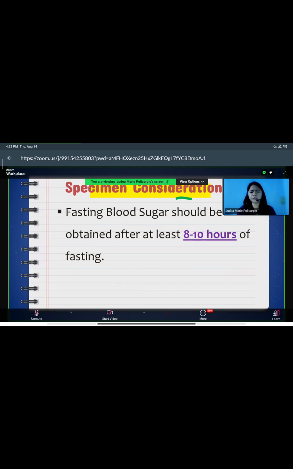Ma'am, ang tanong, bakit overnight? Hindi ba pwedeng overday? Ma'am, for example, nag-fasting naman ako, ma'am, during the day. Pumunta ako sa laboratory, hapon na, ma'am. Pero kumpleto ko naman, ma'am, yung 8 to 10 hours of fasting. Theoretically speaking, are we supposed to receive that patient? Should we receive that patient?